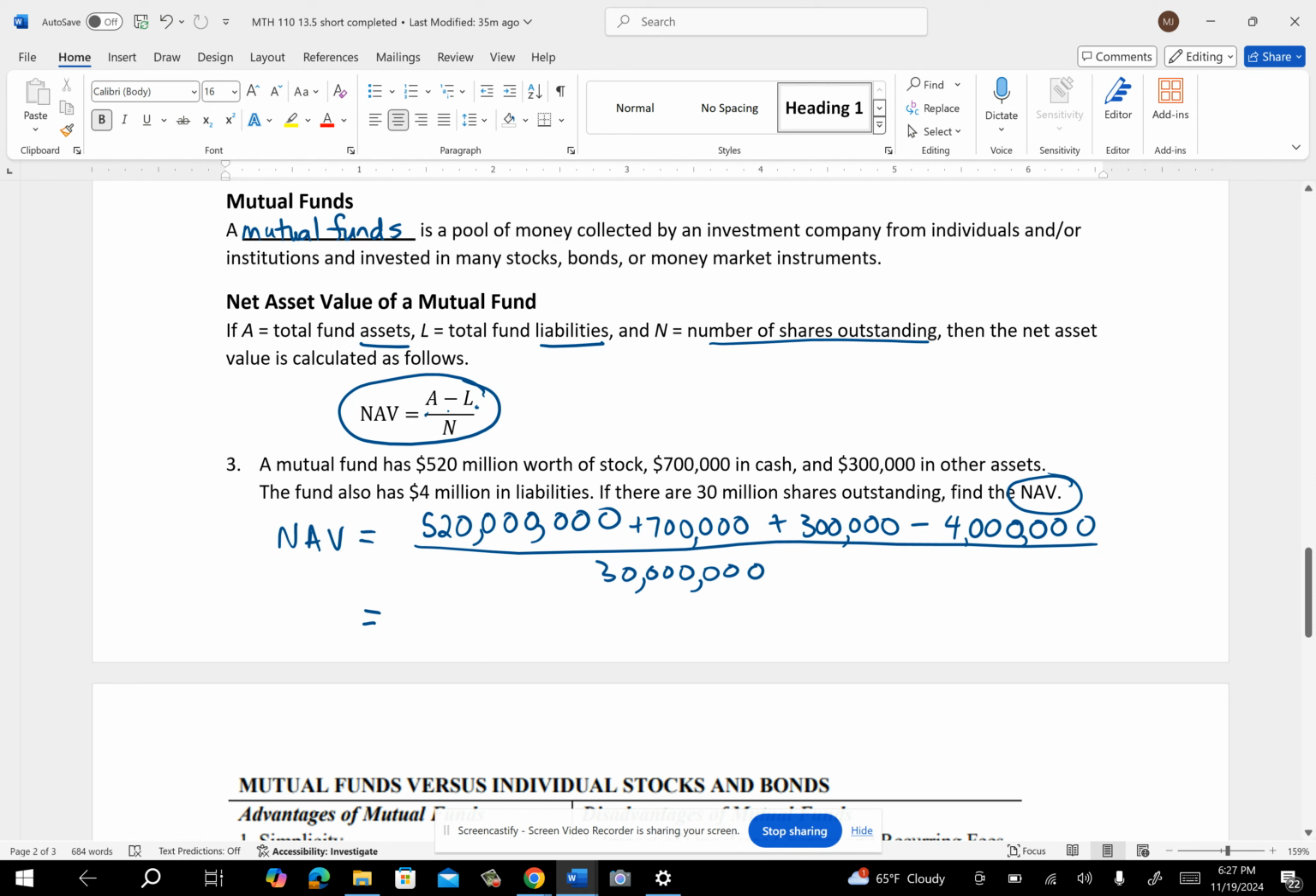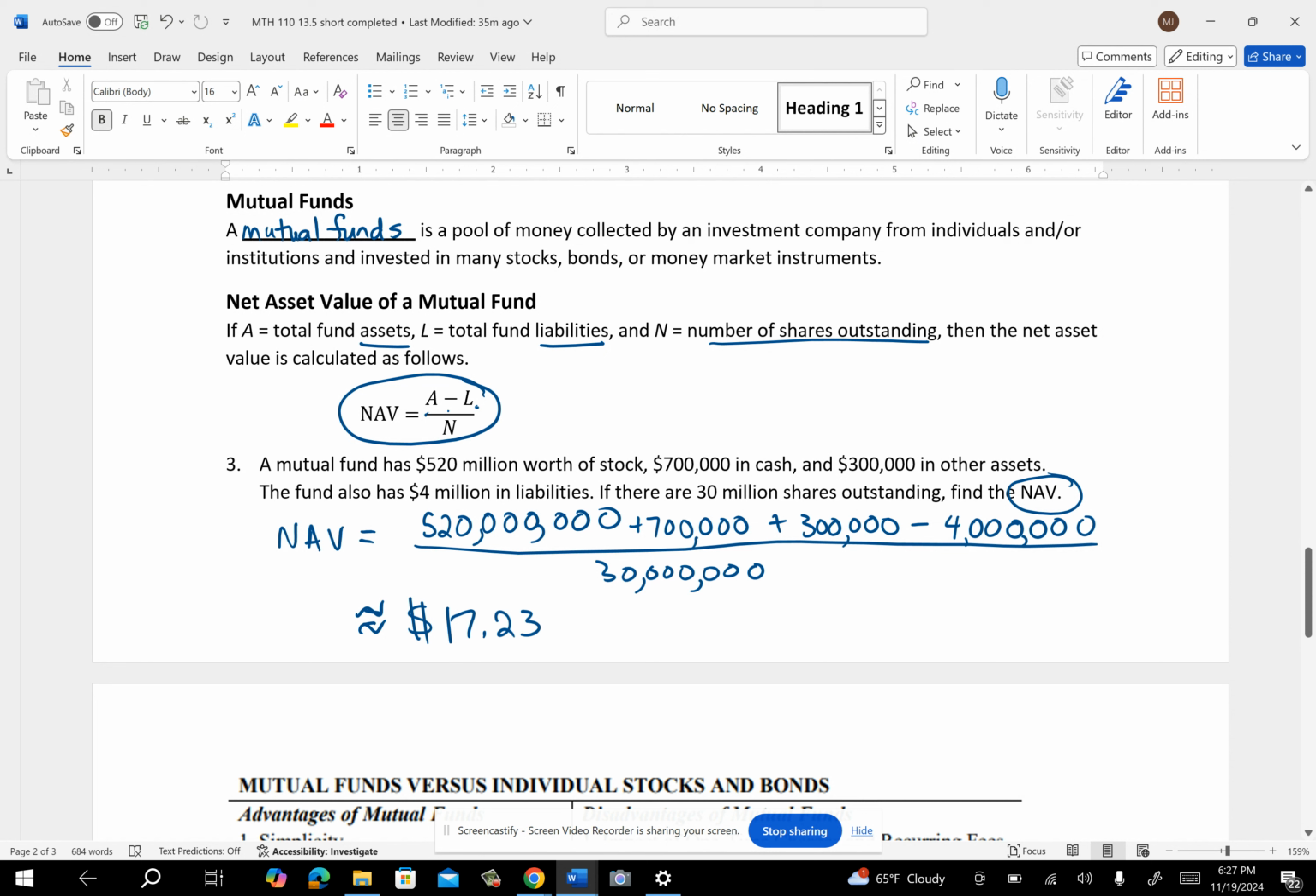Okay. And then once I get that, I'm dividing it. I hit enter, and then I divide that by 30 million. How many stocks were sold? And when I do that, this turns out to be about $17.23 per share. Okay? That's the net asset value.